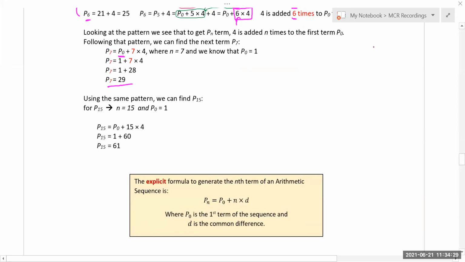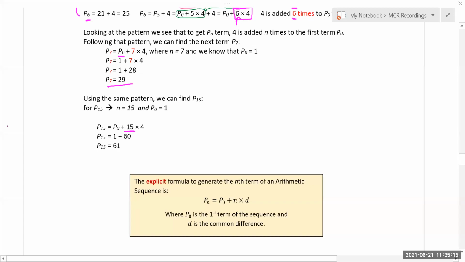So if we continue with this same idea, then for our P15, instead of having to list out all 16 of the terms to get to P15, what we can do is just fill it in to that formula. So we're going to do 15 times our 4, because we're adding 15 4s. So we're going to take that initial value of 1 and add 60 to it, giving us P15 is equal to 61. So here's your next formula you want to make sure you know, and it's the explicit one.